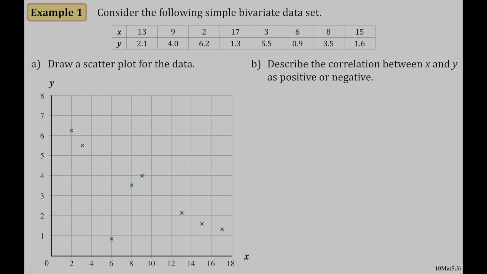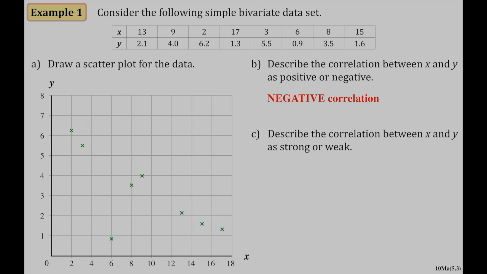Now, if we're going to look at the scatter plot, how would we describe the correlation or the relationship or the link between x and y? Is it positive or is it negative? Well, this point appears to be an outlier, so we're just going to ignore it for the moment. So if we focus on these points here, they appear to be heading in a downward trend, which would make it negative correlation. So we say there's negative correlation for this scatter plot.